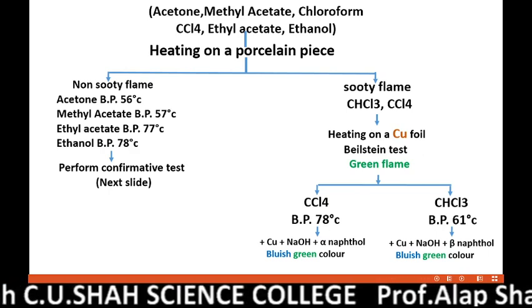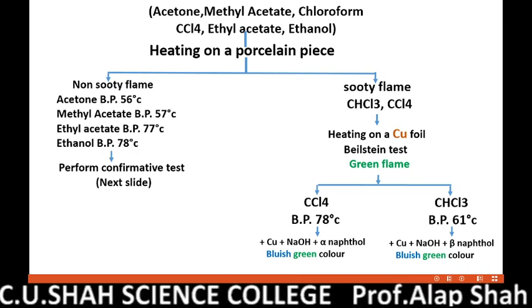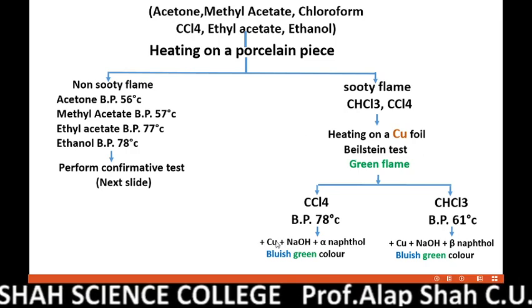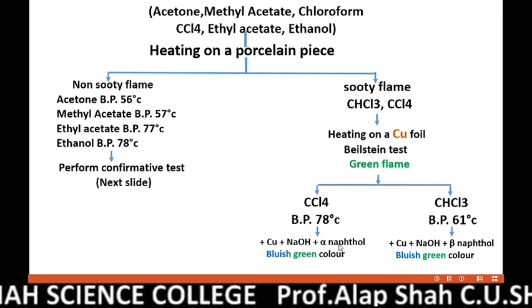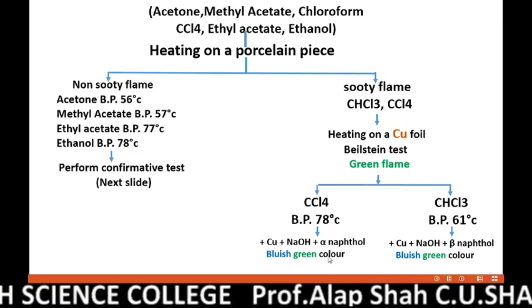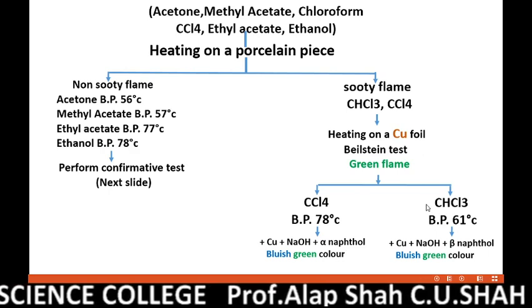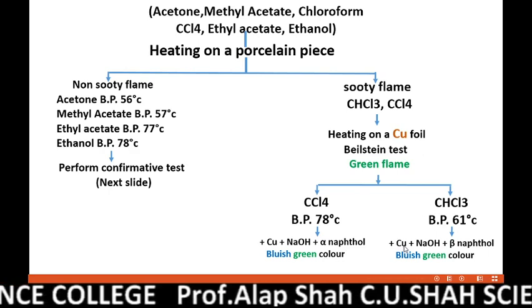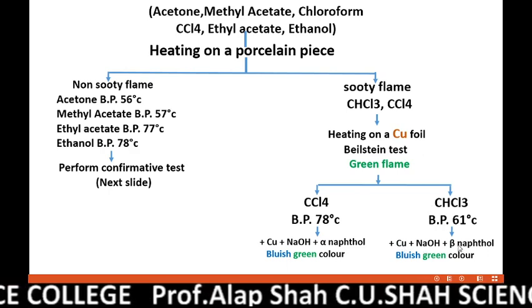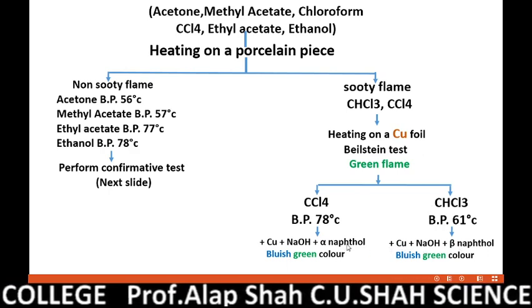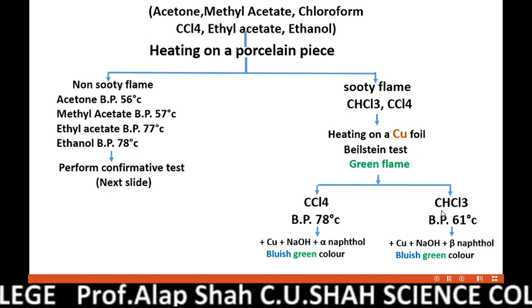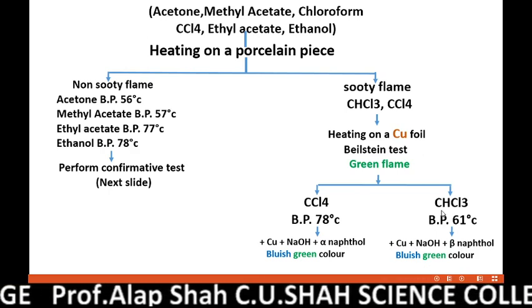To distinguish further between these two, carbon tetrachloride when heated with copper, NaOH and alpha naphthol gives a bluish green color, while chloroform gives almost the same test, but the only difference is it should be heated with copper, NaOH and beta naphthol instead of alpha naphthol in this case. And if we get a bluish or green color, then it confirms the presence of chloroform.